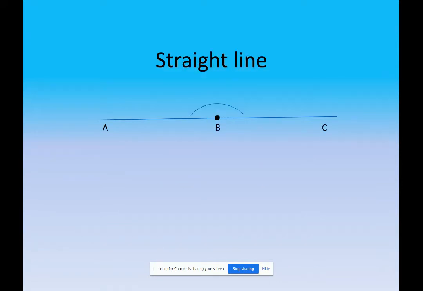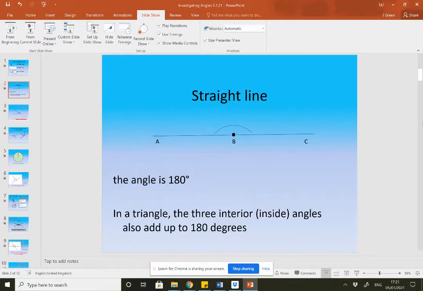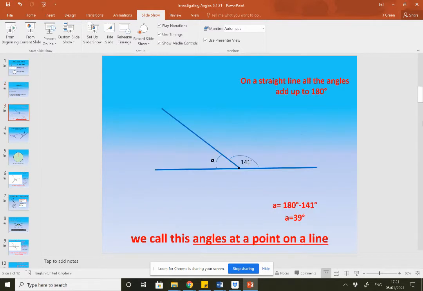Okay, line, as you can see. If you remember from the previous slide, a straight line is 180 degrees. The angle is 180 degrees. A key point for later in the week is to understand that in a triangle, the three interior angles also add up to 180. It is a key number in geometry. Euclid's a big fan of it.